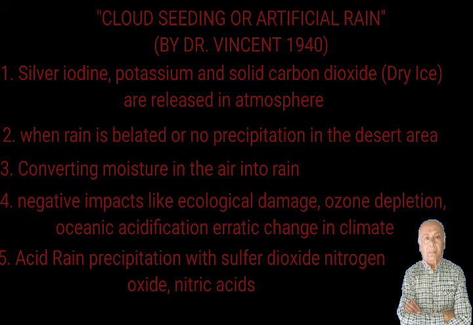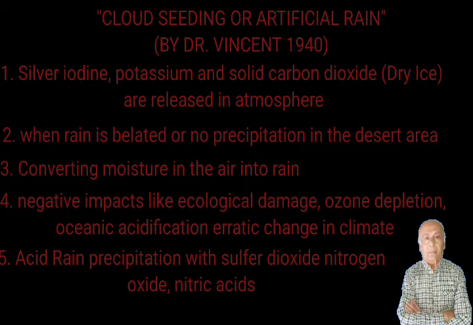It has a negative impact on our ecology. It can damage our ecology badly. It can rupture the ozone layer. The ozone layer we have actually filters out the ultraviolet rays from the solar rays. That ozone layer depletion occurs. Oceanic acidification occurs. The integrity of the oceanic cell becomes acidic. And when there is too much acid in the ocean, that oceanic water is going to precipitate acid rain. And it can have a very negative impact on the climate.